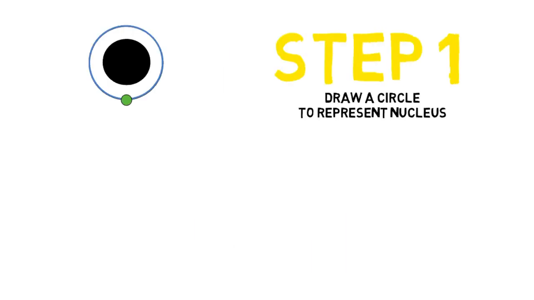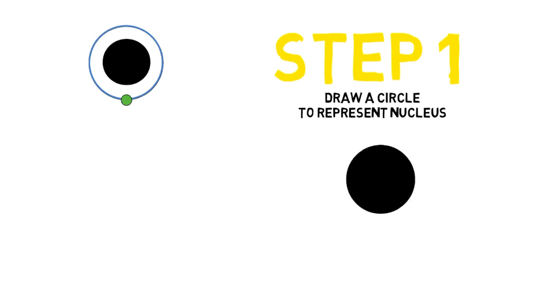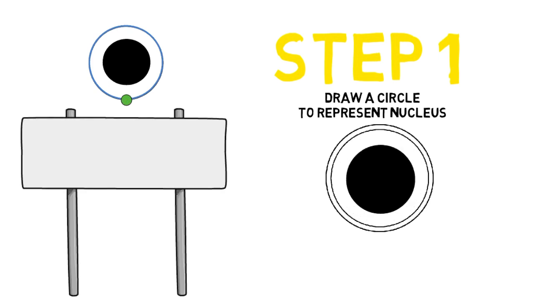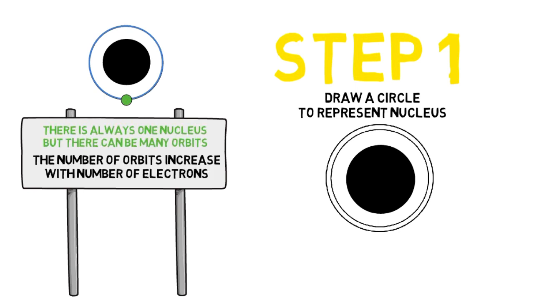So, the first step to drawing an atom would be to draw a circle in the center which represents its nucleus. We will not draw what is inside it. An atom can have more than one orbit but only one nucleus. The number of orbits depends on the number of electrons. The more electrons, the more orbits. Let us take a look at the orbits in detail.